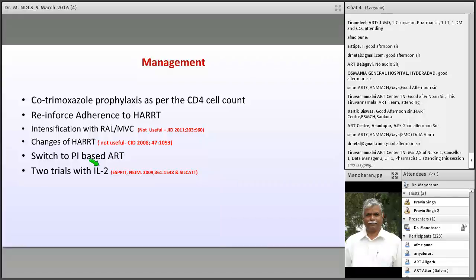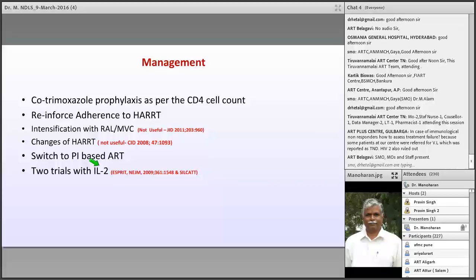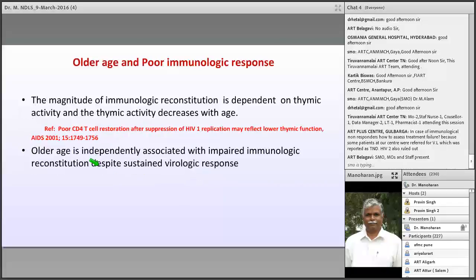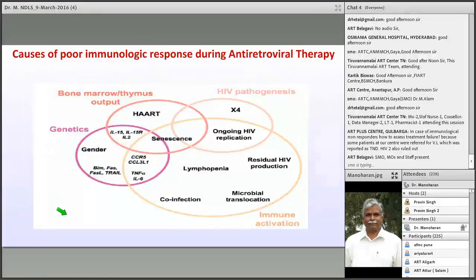But even in this particular condition, even though you give interleukin 2 and it does improve the immunological response, the all-cause mortality and morbidity is not improved with this. And there are many other therapeutic possibilities. Let me go back to a previous slide, which talks about the bone marrow, thymus output, and HIV pathogenesis. Let us see, can we do something on these particular points.